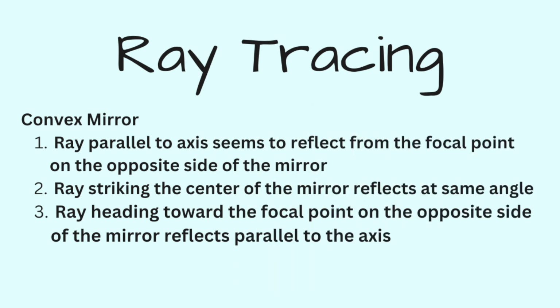There are 3 principal rays for convex mirrors as well. The first ray is parallel to the axis and seems to reflect from the focal point behind the mirror. Ray 2 is the same as for a concave mirror. A ray striking the center reflects back at the same angle. Finally, ray 3 heads toward the focal point behind the mirror and seems to reflect parallel to the optical axis.